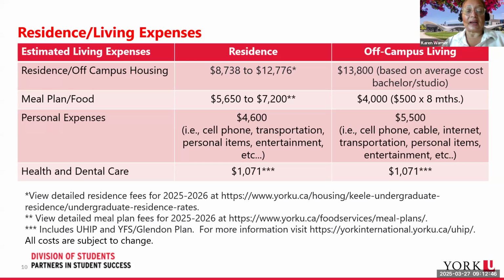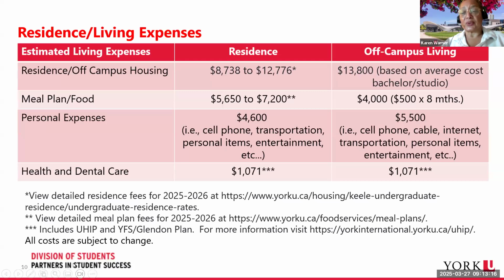You do pay a fee for the YFS, which is the York Federation of Students, their health plan, and then you must purchase UHIP. So it comes to roughly $1,100, and that covers you for a full year of 12 months. So that'll be in effect from September and run through to the end of August. And again, that's a mandatory charge. So if you visit the health plan page and the UHIP page, you can see more information about what those costs and what you get for that coverage.